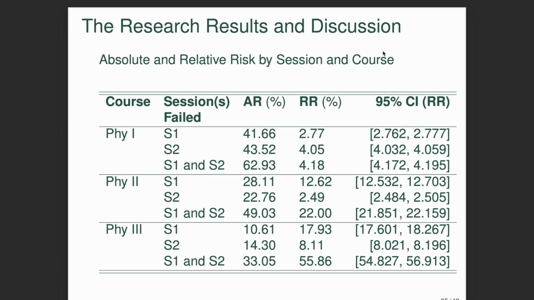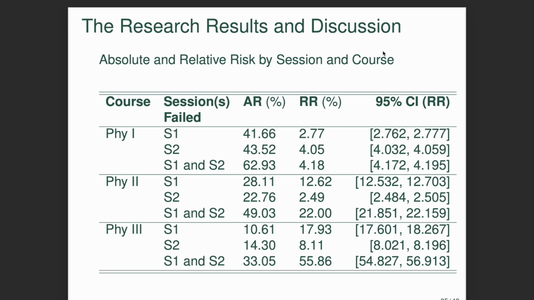In Physics 2, failing the first session leads to an absolute risk of 28.11%, with a remarkably high relative risk of 12.62, indicating that these students are roughly 12 to 13 times more likely to fail the course.